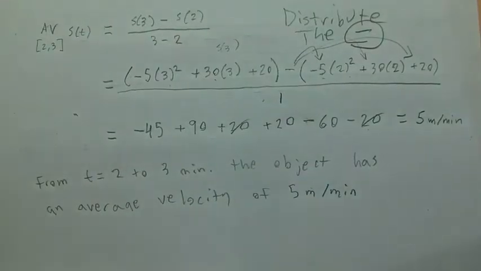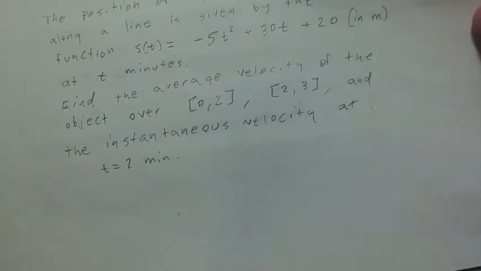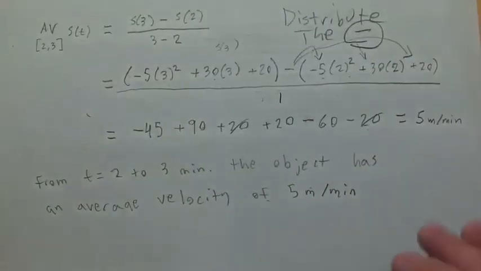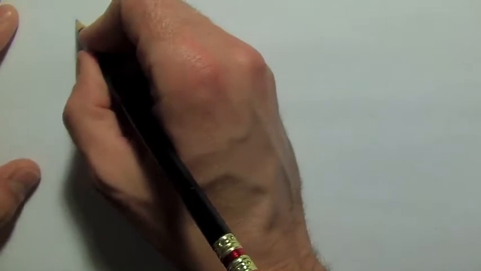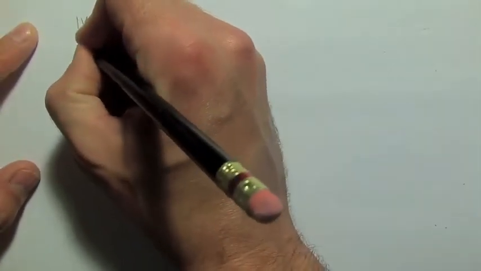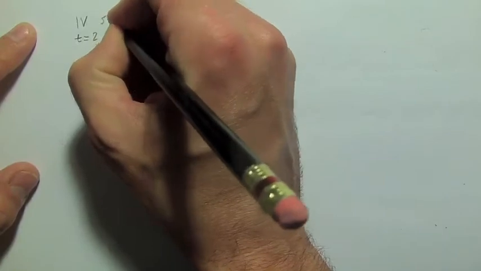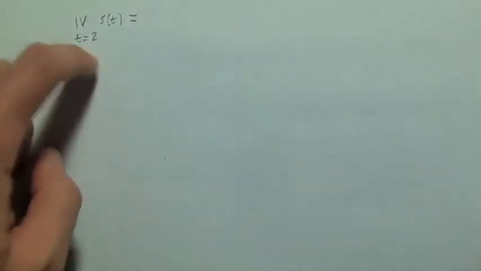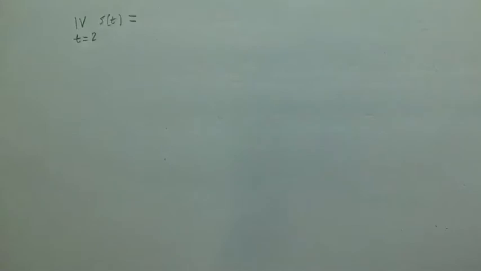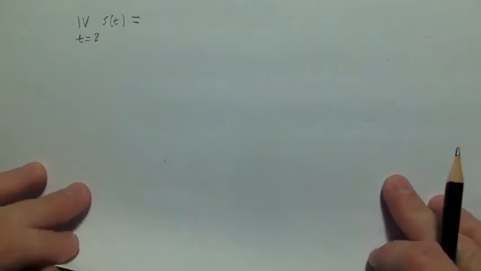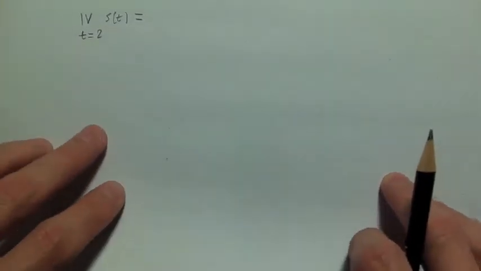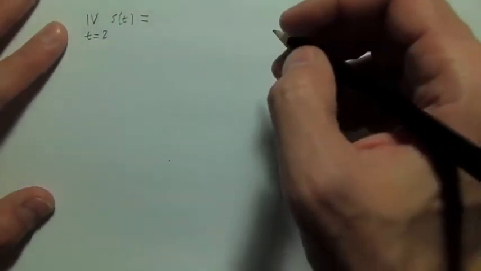All right, now the last piece is to find the instantaneous velocity at t equals 2 minutes. So let's calculate that. The instantaneous velocity, I'll just call IV, at t equals 2, s of t. Now, in the next lecture, we're going to get a much better way to talk about this. Those of you who have seen some calculus before probably already know what that is. But for the time being, I'm just going to use this notation. The instantaneous velocity of s at t equals 2.